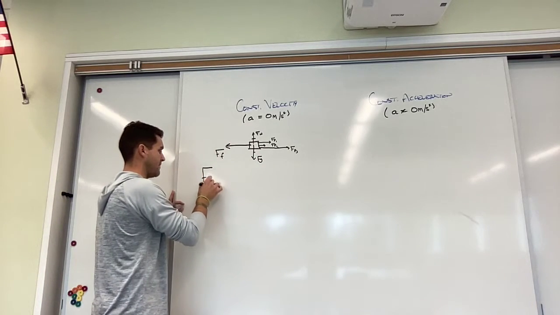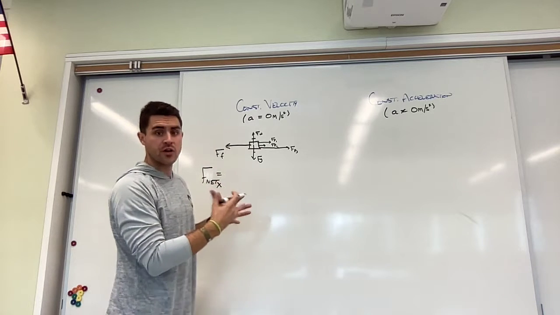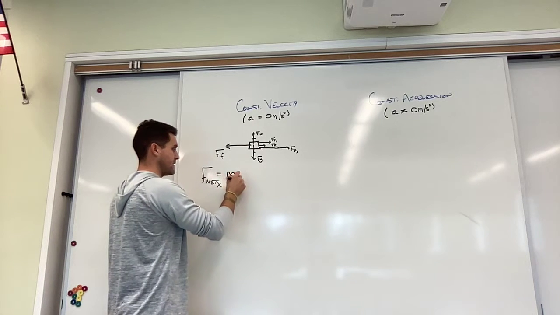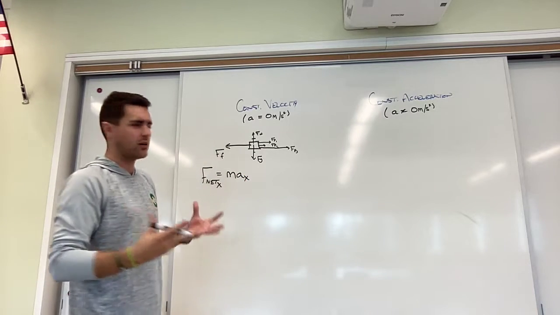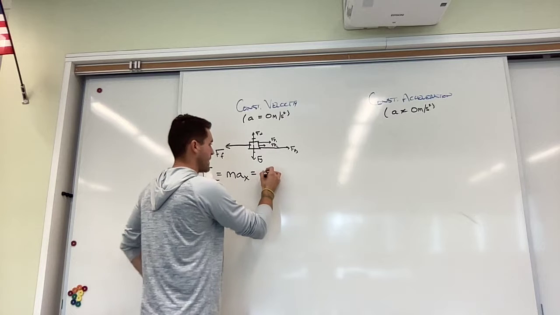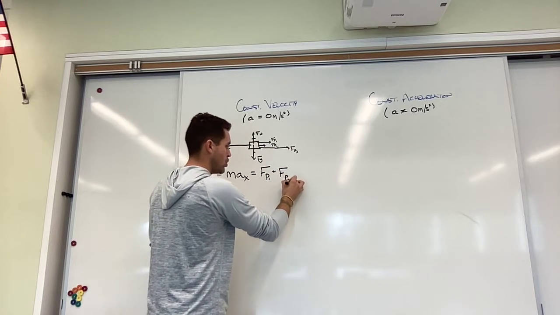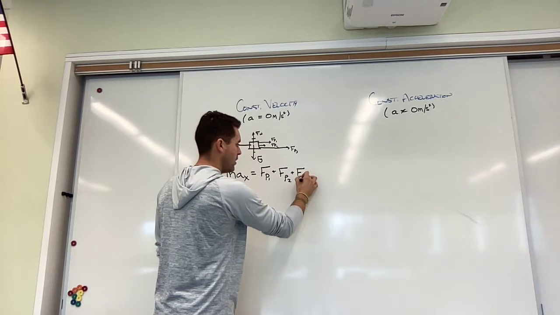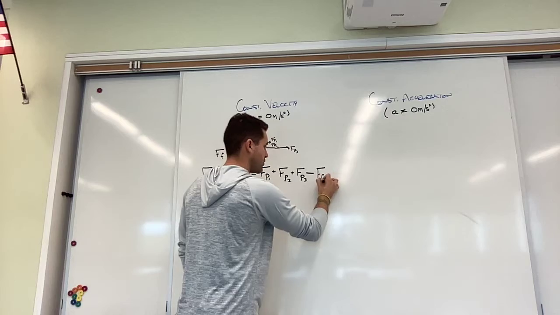Let's go ahead and write my F net. This is my F net in the x direction, the direction of motion, the direction we're moving in. So F net x is equal to mass times the acceleration in the x direction. Always write out Newton's second law first. And then we can say there's F push 1, which is working with F push 2, and F push 3, is all working opposite the frictional force.